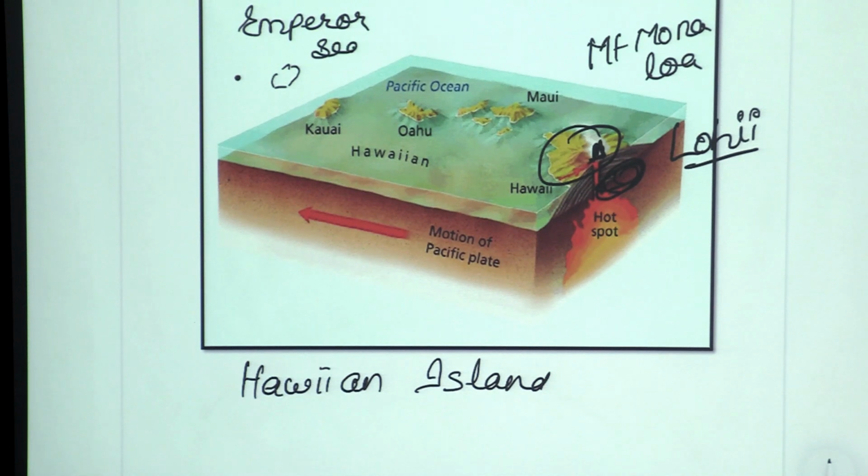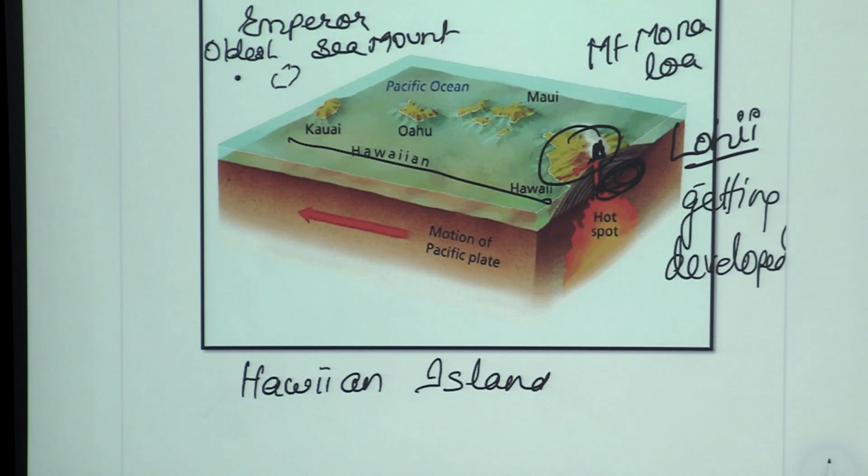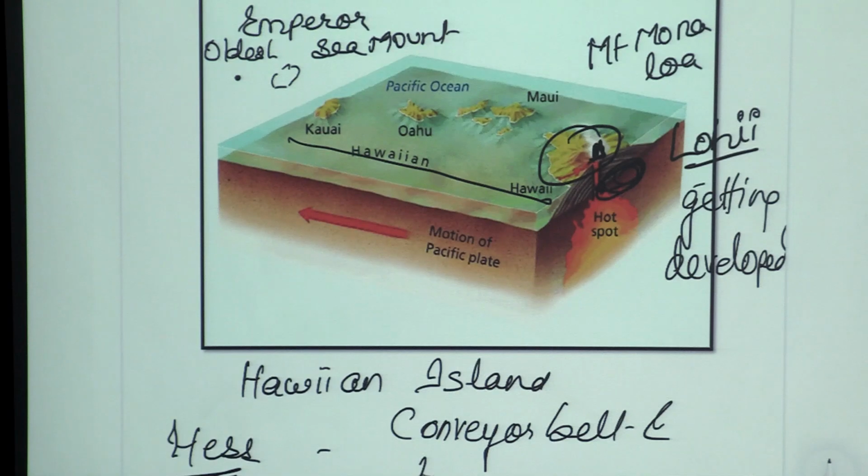So what has happened to the Emperor Seamount? It has got eroded. It is a seamount now. And these are all the Hawaiian Islands. This will be the oldest, and this is what is getting developed now. It is largely missing in most of our school atlases. So Harry Hess's contribution is the conveyor belt and hotspot. I hope you have understood the chapter that we have discussed.